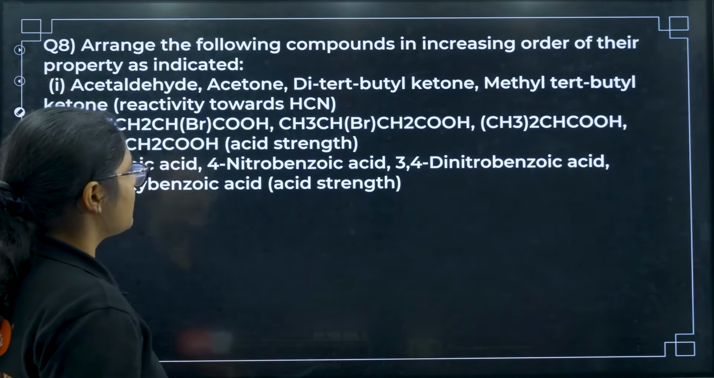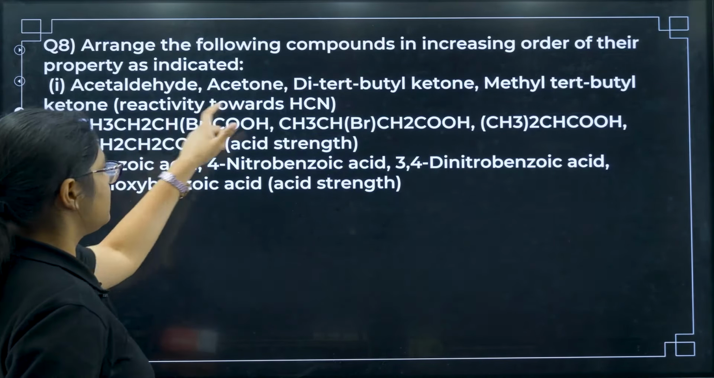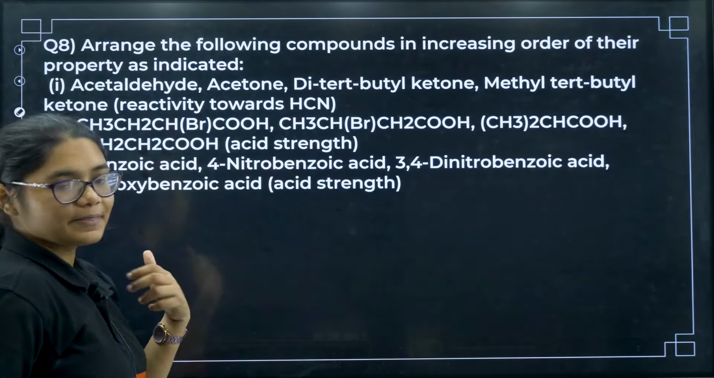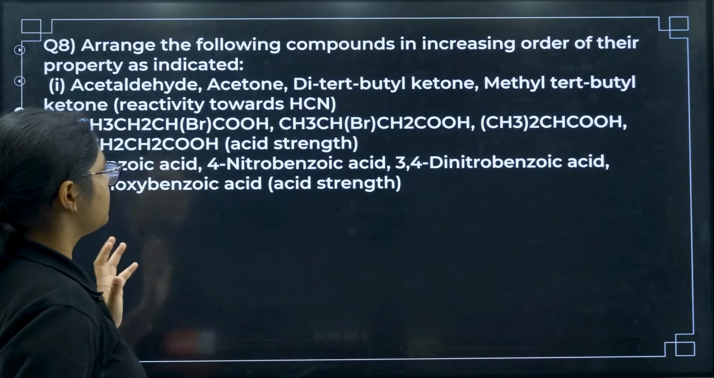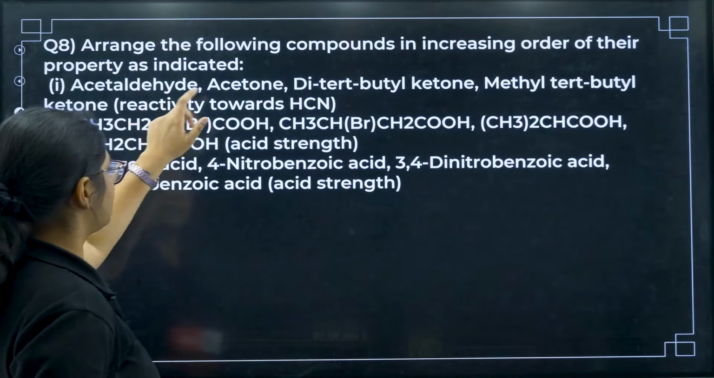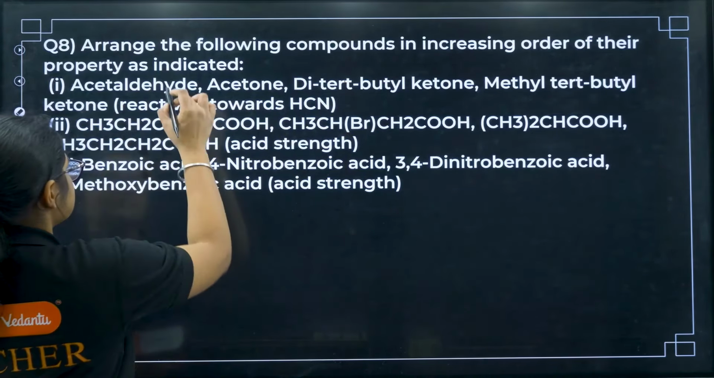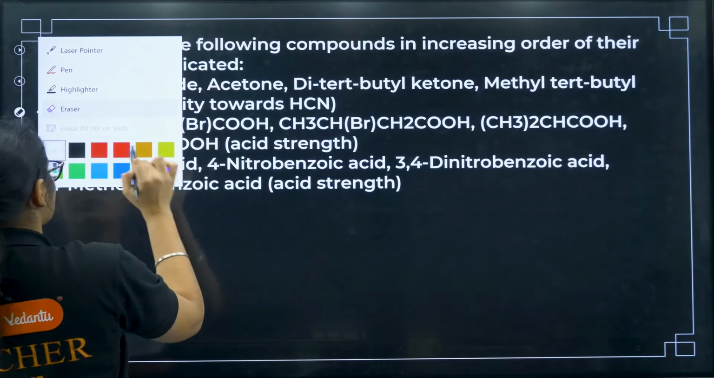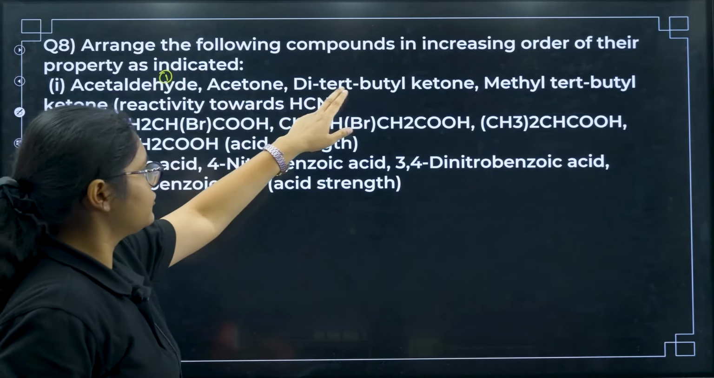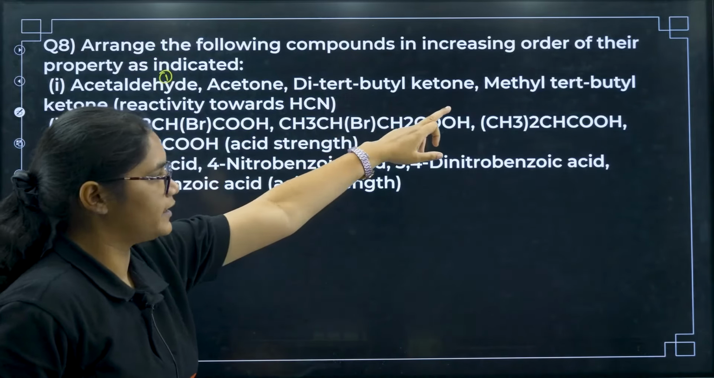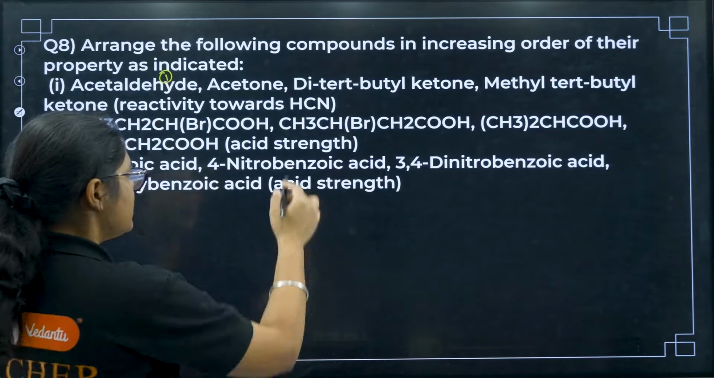Next, arrange the following compounds in increasing order of their property as indicated. Reactivity towards HCN means it is a nucleophilic addition reaction, right? So first of all, aldehydes will be more reactive than ketones. I can see one aldehyde here, one ketone here, a ketone, and there also a ketone. So first, definitely this has to be more reactive. Next, this is a ketone. Here the bulkiness is more and there the bulkiness is less. Less is the steric hindrance, more is the reactivity, right?